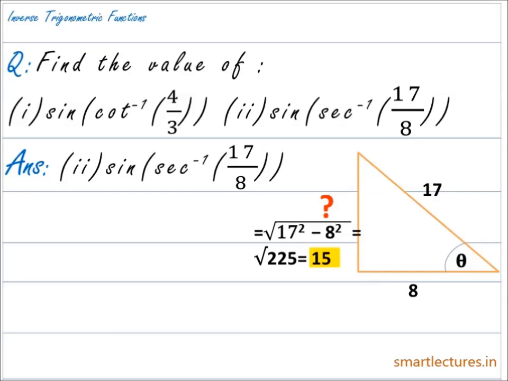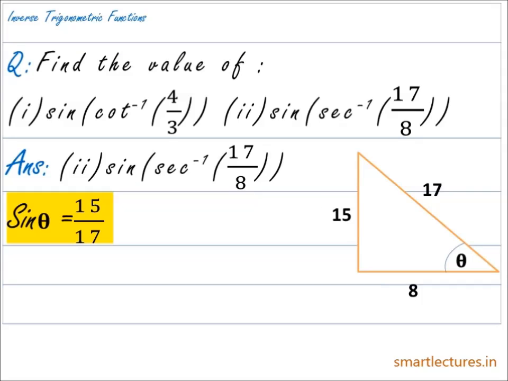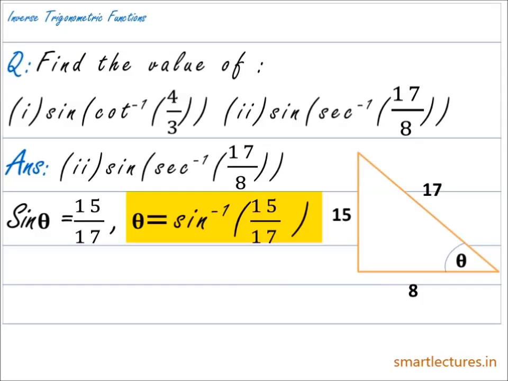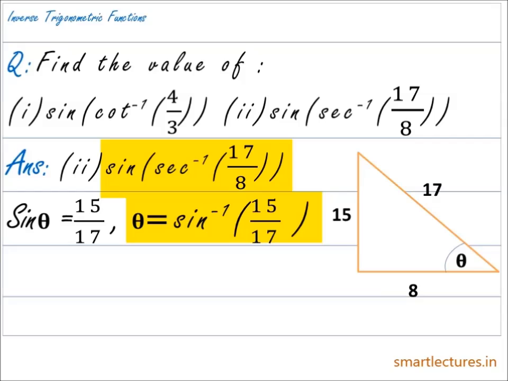So now what will be the value of sine theta? The sine theta is equal to perpendicular upon hypotenuse, which in this case is equal to 15 upon 17. That means sine theta is equal to 15 upon 17. So that means theta is equal to sine inverse 15 upon 17. And theta is also equal to sec inverse 17 upon 8. So that means sec inverse 17 upon 8 is equal to sine inverse 15 upon 17. So that means in place of sec inverse 17 upon 8, we can write sine inverse 15 upon 17.